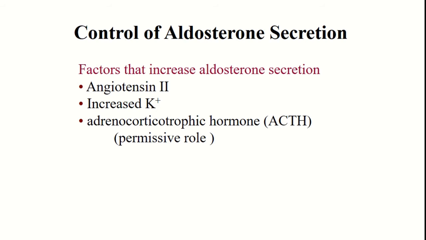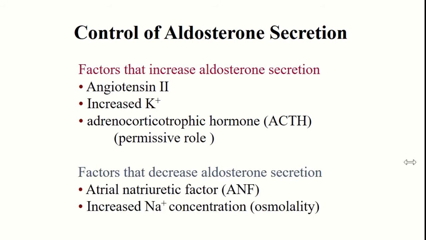Then the second important factor that controls secretion of aldosterone is angiotensin II, that we have already discussed. Then we have the adrenocorticotropic hormone ACTH, that also increases aldosterone secretion. Factors that decrease aldosterone secretion include ANF and increased sodium concentration. So all these factors are going to regulate the levels of aldosterone, that further regulates sodium, potassium, hydrogen, and water inside the body. Let's move to the next hormone that is important in regulation of tubular reabsorption and secretion.